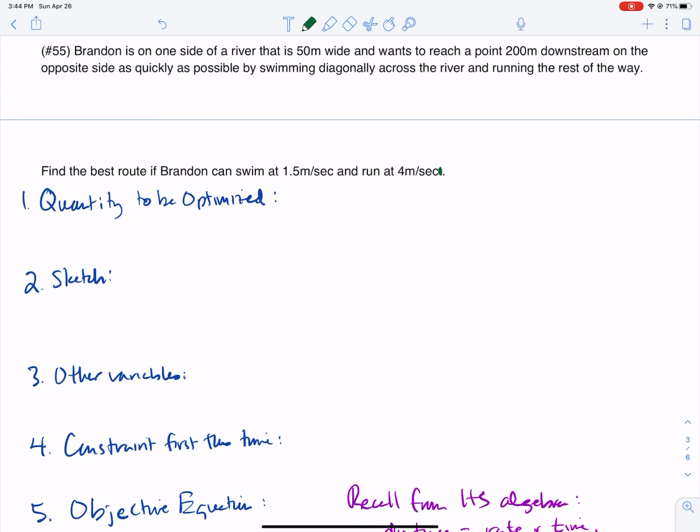Hello, and welcome back to our fourth example of optimization from section 4.7 in our calculus textbook. This one is another exercise from the book.